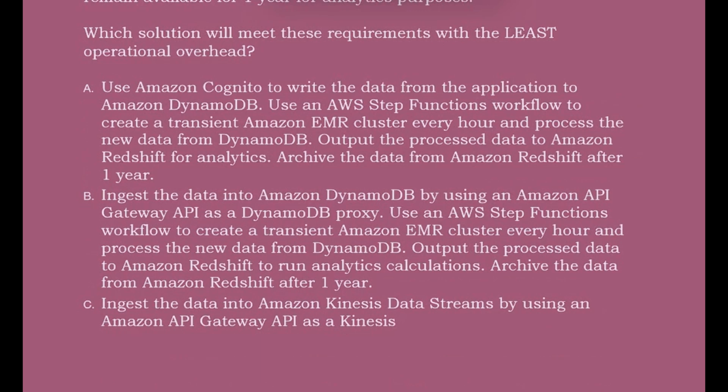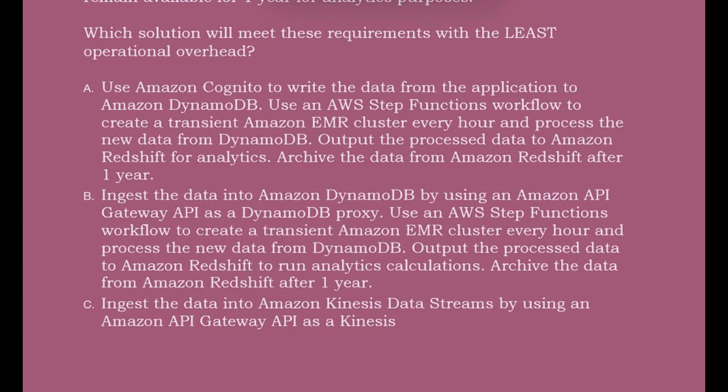Option A. Use Amazon Cognito to write the data from the application to Amazon DynamoDB. Use an AWS Step Functions workflow to create a transient Amazon EMR cluster every hour and process the new data from DynamoDB. Output the processed data to Amazon Redshift for analytics. Archive the data from Amazon Redshift after 1 year.